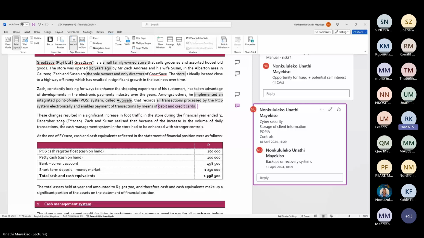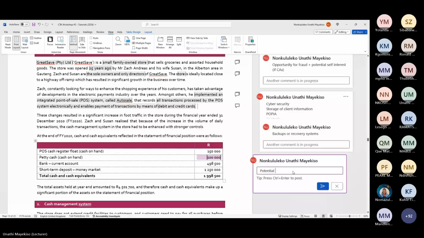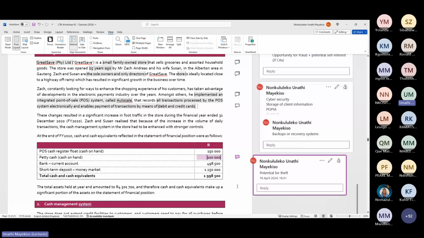Possible theft. Theft where? Like the petty cash is just too much. Why do you have 100,000 Rand of petty cash for a small grocery store? I thought petty cash is those small little kitty containers. It's too much. What else? Let's be clear: balance too high.